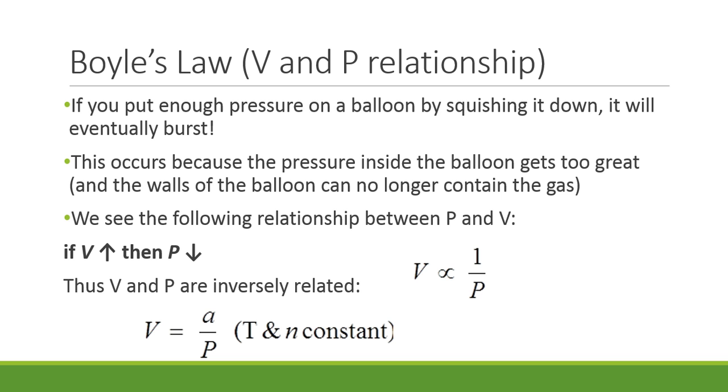A is set to be a constant, and the value of A is going to depend upon the type of gas as well as the temperature and number of moles. Therefore, this constant A will change depending upon the conditions. Do not be concerned about what this value of A will be.